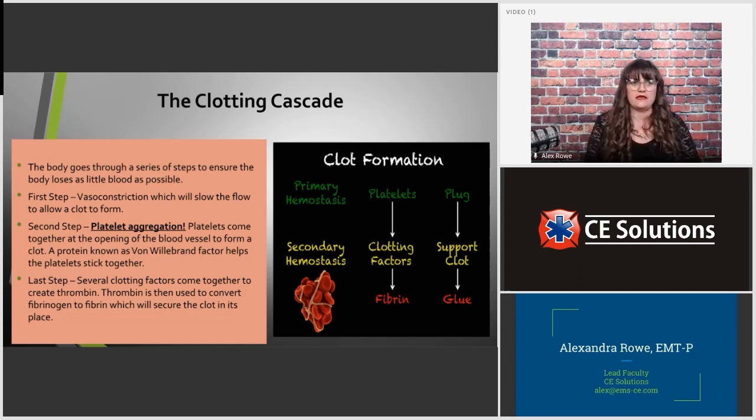So what does that mean? Platelets like to join together, right? They recognize there's an issue in the body and we need to go fix it. There's a wound somewhere, so let's go build this wall up. What happens is it collects at the opening of a blood vessel and it starts to form a clot. So a protein known as von Willebrand factor helps the platelets stick together.